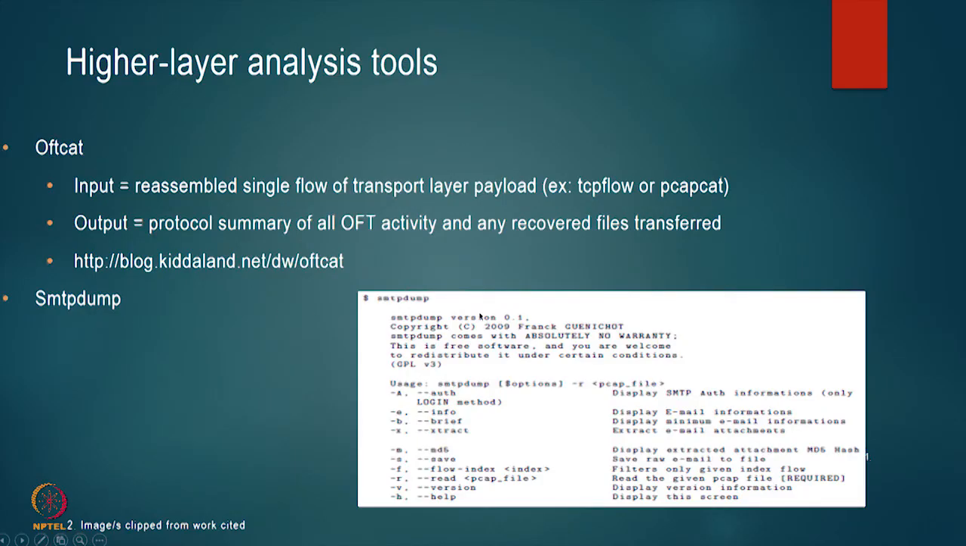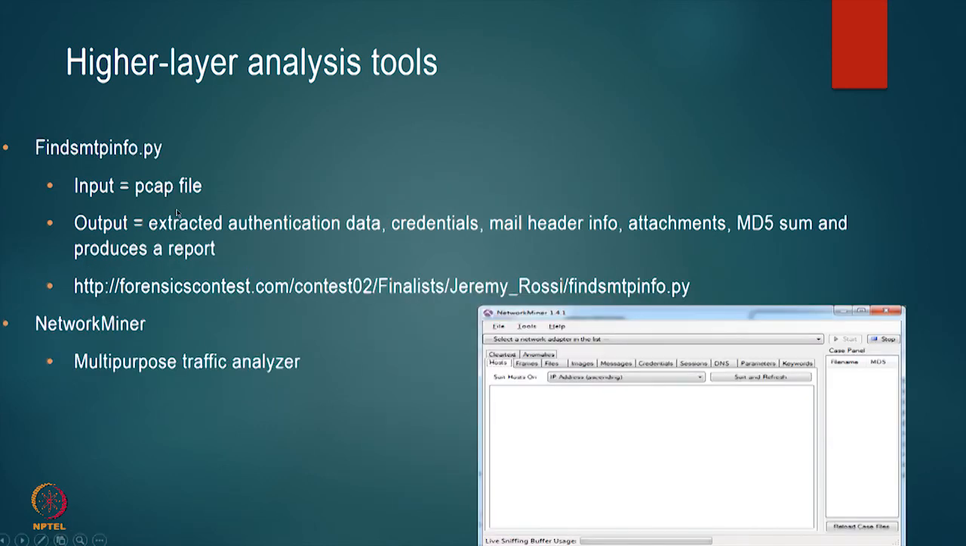Now, there are tools like SMTP Dump. These tools can dump whatever SMTP messages are there. Here is another tool called offcat. This tool takes the reassembled single flow of transport layer payload, like a TCP flow or PCAPCAT, and a protocol summary of all OFT activity on any required files that are transferred. Some of these tools you might have to write, and some already exist. For example, SMTP Dump comes with Kali Linux. So, you should be able to make use of these tools to do some analysis.